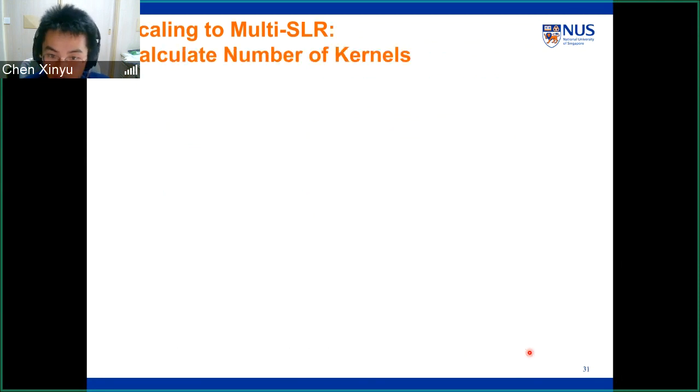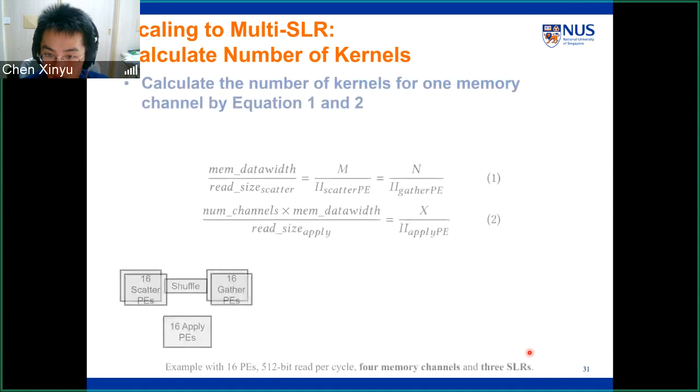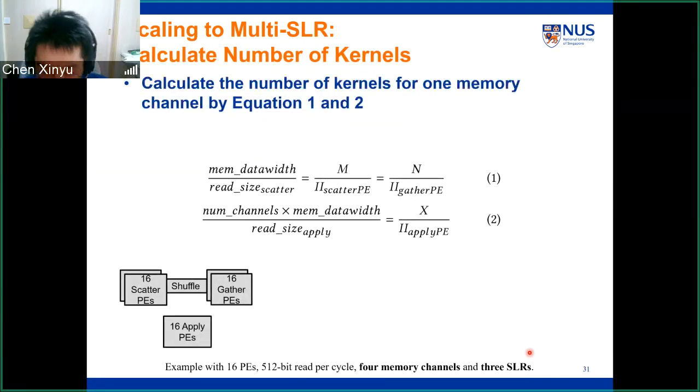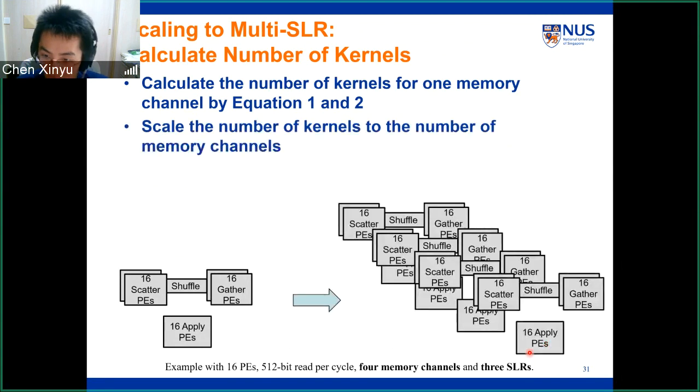Firstly, we calculate the kernels. The main idea is that we know how much data we can read from the memory interface per cycle, right? We also know the RI of one PE, so we know how much data one PE can process per cycle. Then we balance this pipeline to calculate the required number of PEs, such that we know the required number of kernels. Then we scale this number to the number of memory channels, so we have a total number of kernels to fully utilize these memory channels.